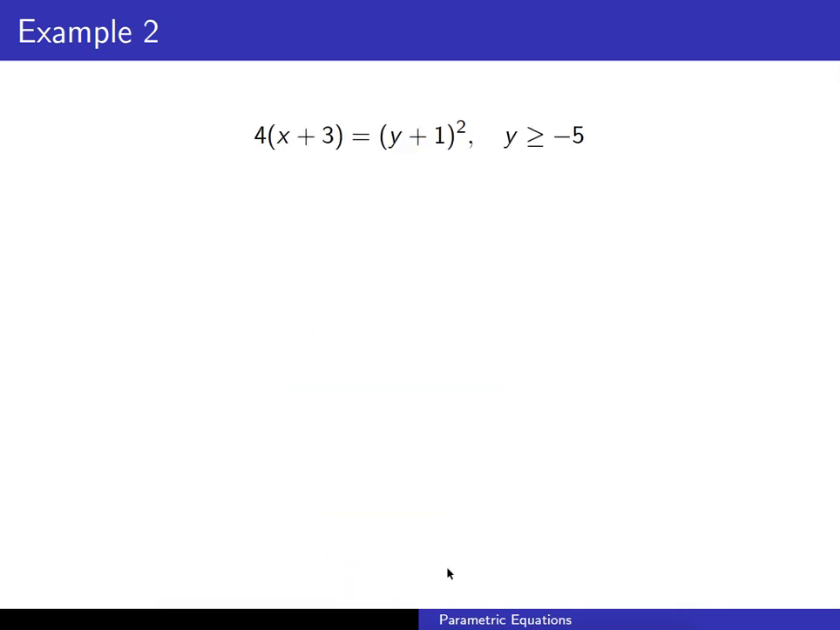So our final answer for this example is 4 times x plus 3 equals y plus 1 in parentheses squared, but we're going to restrict this to only include y values that are greater than or equal to -5. So we were able to rewrite the parametric equation using nothing but x's and y's, and then having a restriction on our values of y.